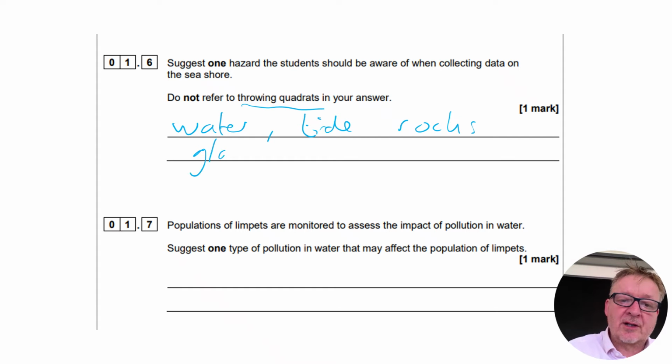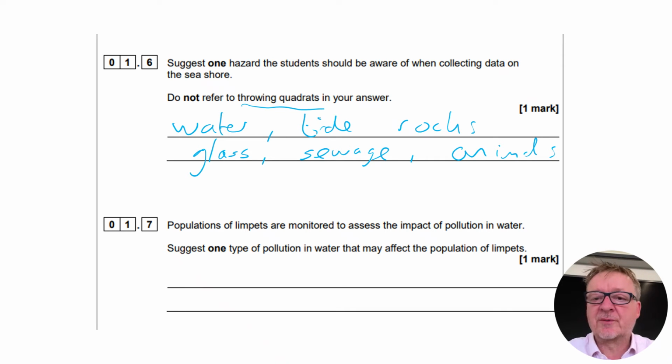There could be rubbish like glass. There could be sewage. And there could be animals. So there could be other animals that might cause some sort of hazard in itself. I'm not quite sure what they could be, right? But what you need to do then is say a hazard is the tide, because it could come in when you're not expecting it.